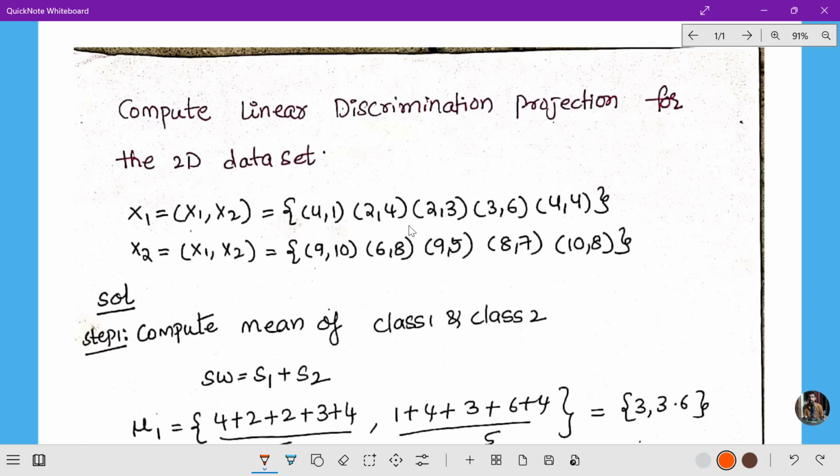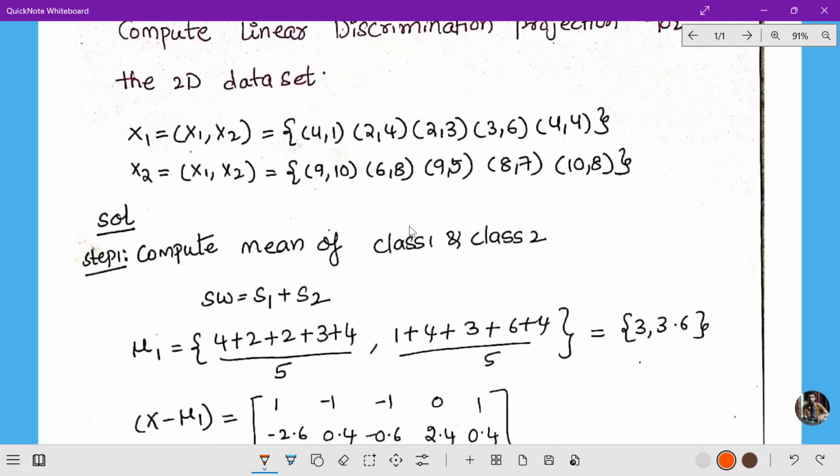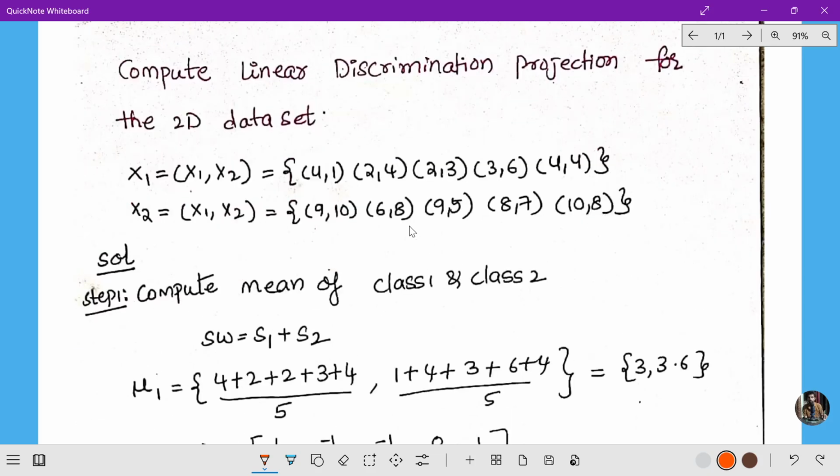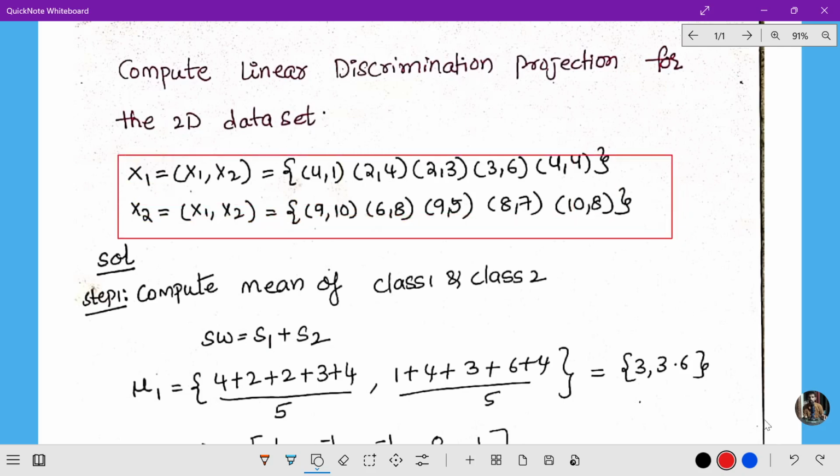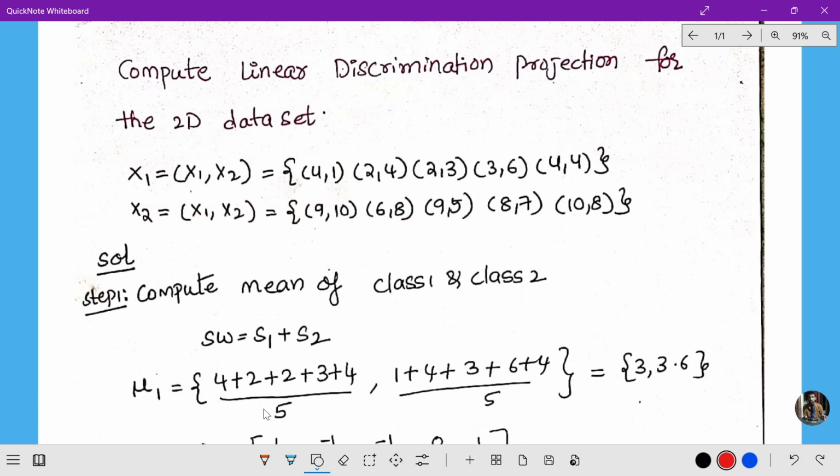Now we'll see the example. You can observe on the screen, the example is to compute the discriminant projection for the two sets of values on the screen. You observe the values here, 4, 1, 2, 4 and so on, and these are called x2 values. So I will directly explain this example. By the way, you will get more clarity about the linear discriminant projection.